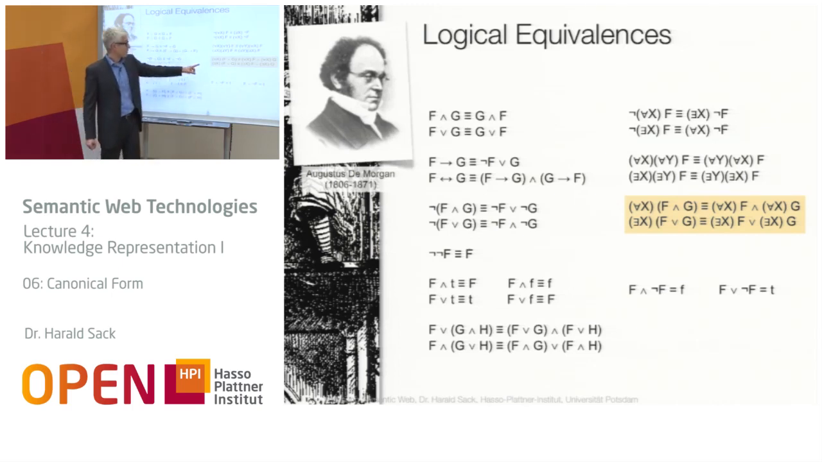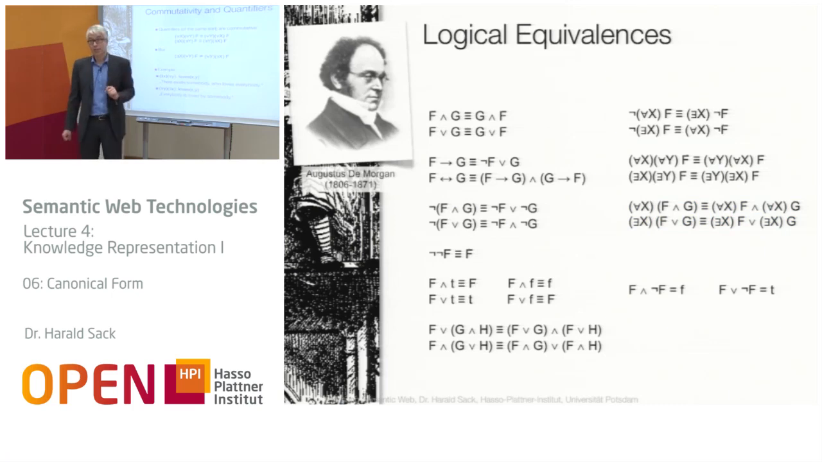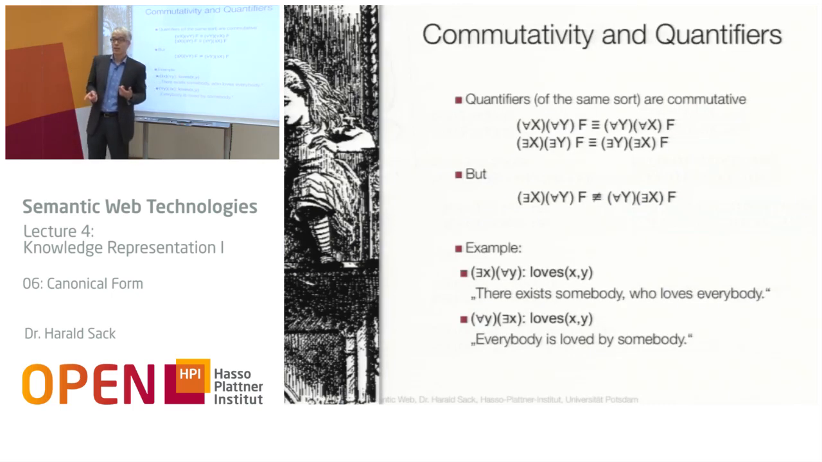But with quantifiers, you have to be careful. You can see this on the next slide, because quantifiers of the same sort, as we have seen, are commutative. But if you consider quantifiers that are not of the same sort, then the same does not hold. Because if you have here an existential quantification over the variable x, and then you have a universal quantification over the variable y for the formula F, this doesn't mean the same as if you would switch and turn around these two quantifiers.